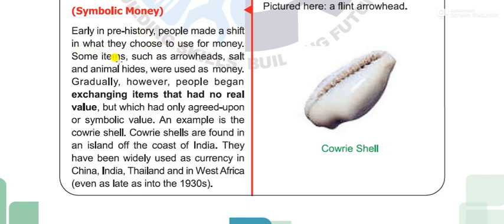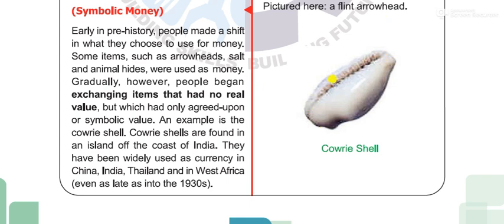Symbolic money. Early in prehistory, people made a shift in what they chose to use for money. Some items such as arrowheads, salt, and animal hides were used as money. Gradually, however, people began exchanging items that had no real value but which had only agreed upon or symbolic value. An example is the cowrie shell. Cowrie shells are found in an island off the coast of India. They have been widely used as currency in China, India, Thailand, and West Africa even as late as the 1930s. It means people were using this as symbolic money.